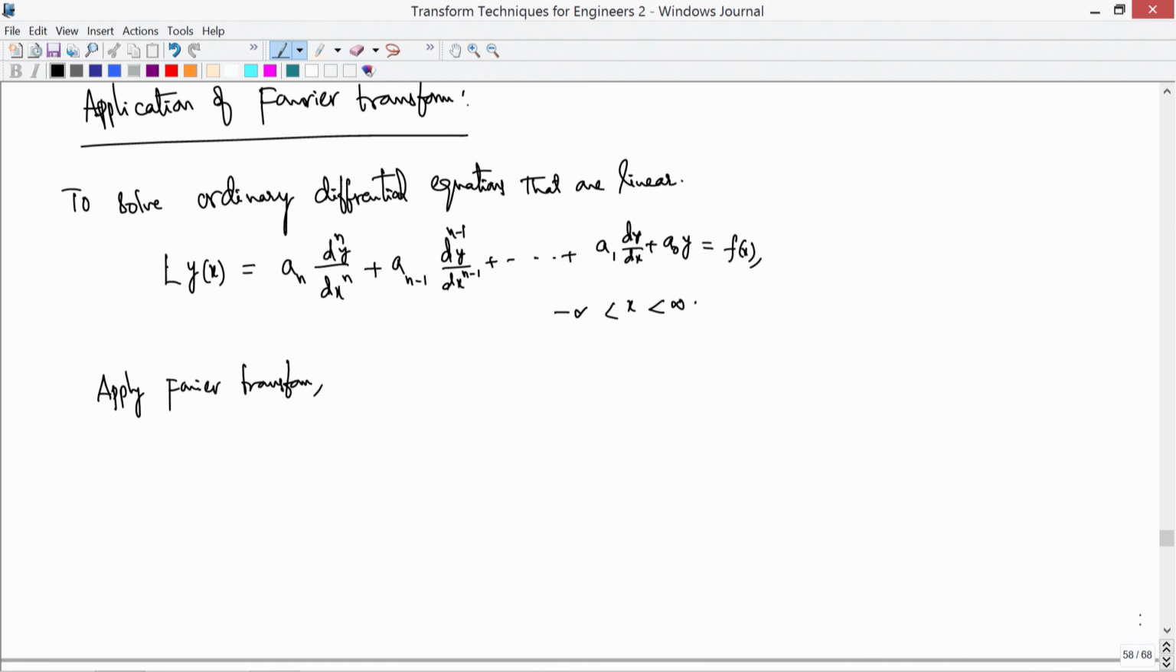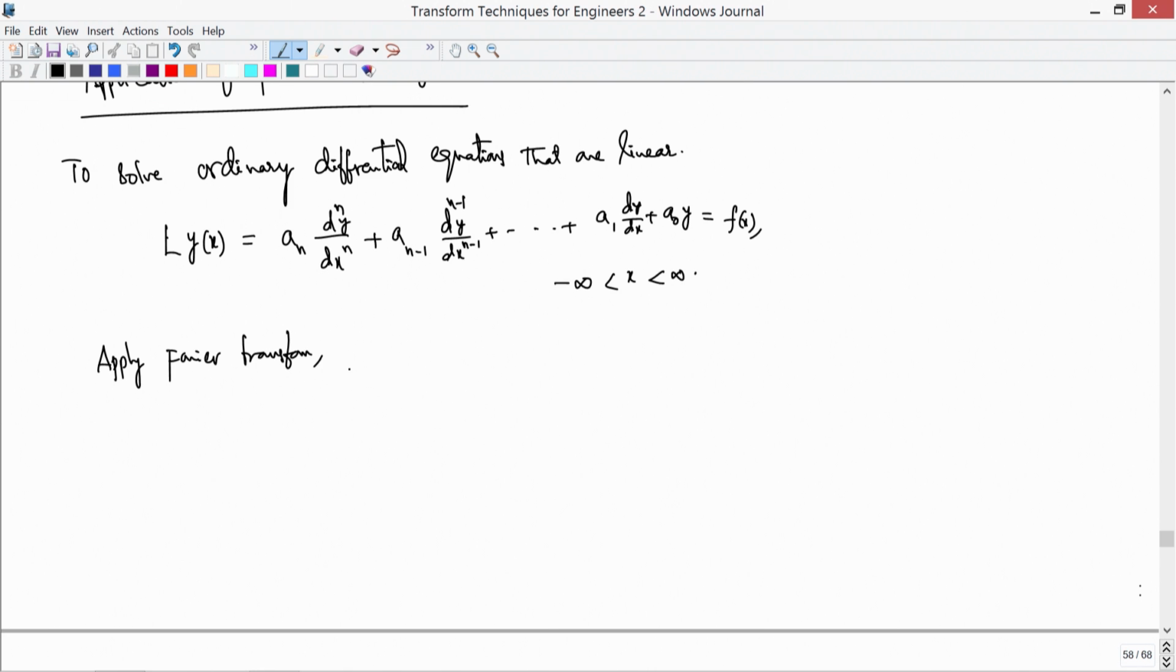Right now you have this minus infinity to infinity. These things you will see as and when you do the problems, depending on the domain, how we apply the Fourier sine transform and cosine transform. We will see that when we do the applications. So, right now I will consider this general equation. How do we solve this?